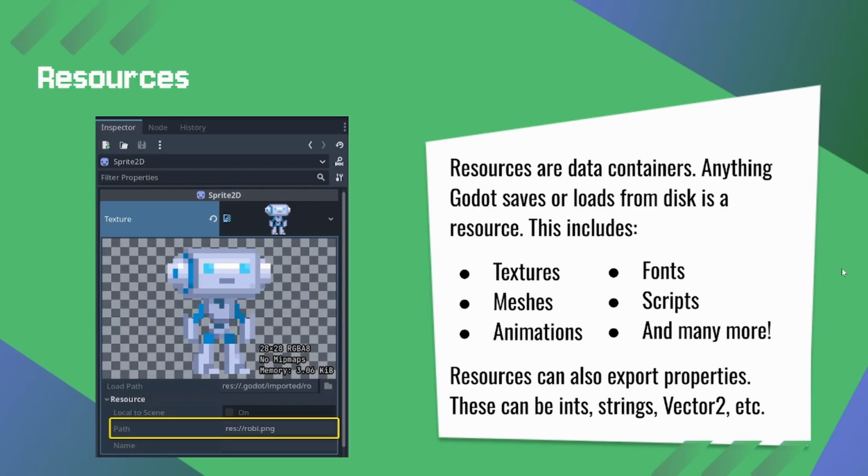All right, resources. So resources are kind of data containers in Godot. Anything Godot saves or loads from the disk is a resource. This can include a lot of things like textures, meshes, animations, fonts, scripts, and a lot more. They can also export properties. These can be integers, strings, Vector2s, etc. So just remember that anything that you load from a disk will be treated as a resource.